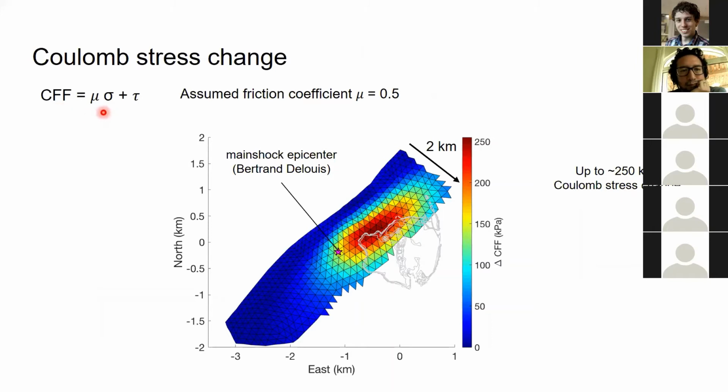This Coulomb stress change is computed by using a frictional coefficient times the change of normal stress plus the change of shear stress, because both the increase of shear stress and the decrease of normal stress would move the fault closer to failure. So a higher CFF change would correspond to a greater effect to move the fault to failure. And so here, this is showing the distribution of change of Coulomb stress, and we're showing the main shock epicenter, the updated main shock epicenter constrained by Bechtel.